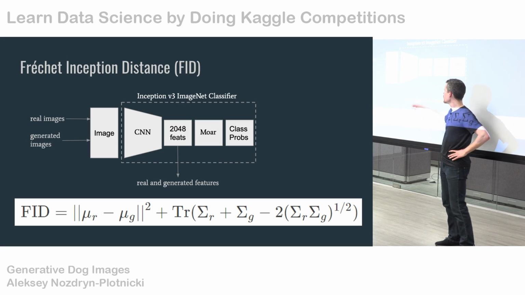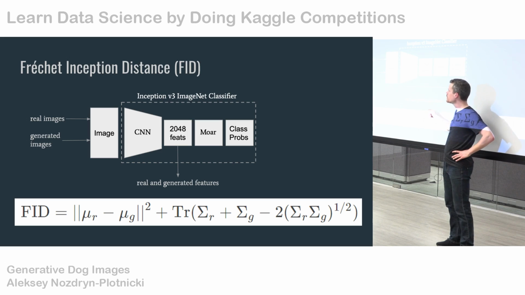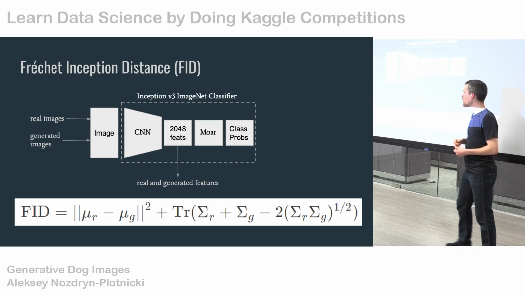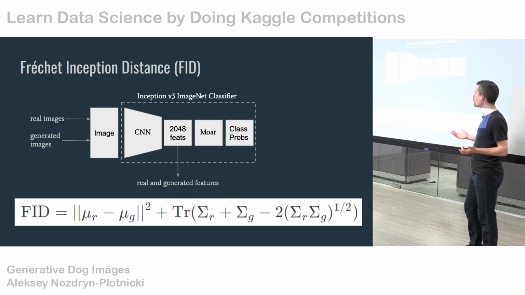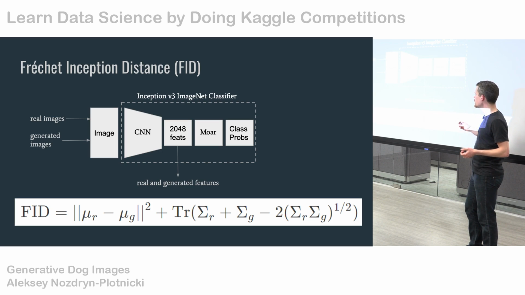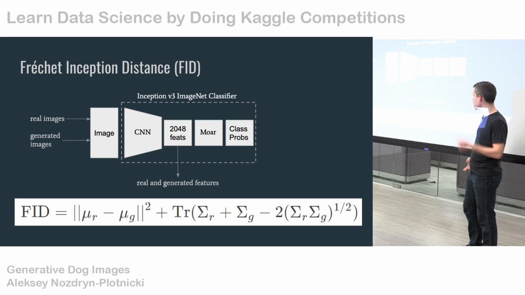And so we can create a collection of these, one feature vector for every single real image and one for every single fake image. And so now we can ask, what is the distance between these two groups? In this case, they're modeled as a multivariate Gaussian again. So we have 2,048 means, and we have a 2048 by 2048 covariance matrix. And then there are various ways that you can try and calculate that distance.